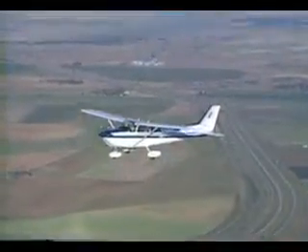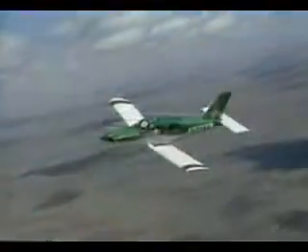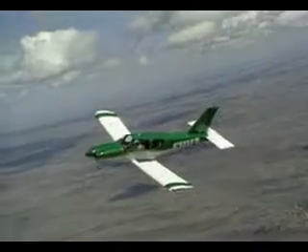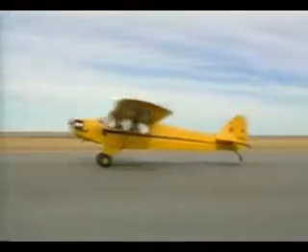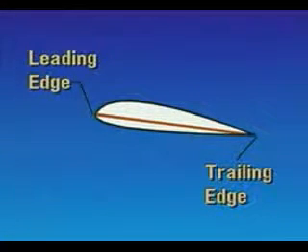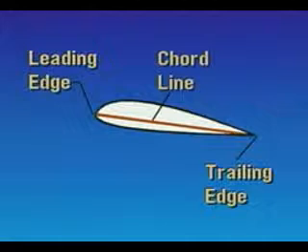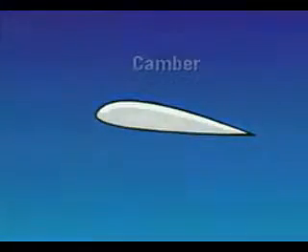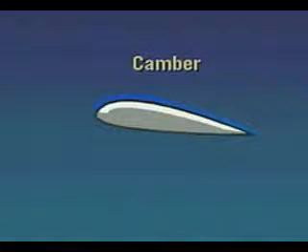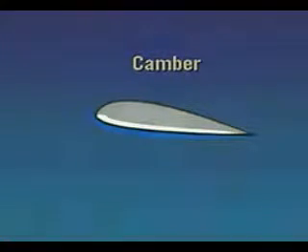Before we look at various airfoils and how they are configured to take advantage of the laws of motion and principles of lift, let's look at some of the terminology. A line drawn from the leading edge to the trailing edge of an airfoil is referred to as the chord line. The camber of an airfoil is the curve of its surface. On general aviation training aircraft, the upper camber is usually more pronounced than the lower camber.